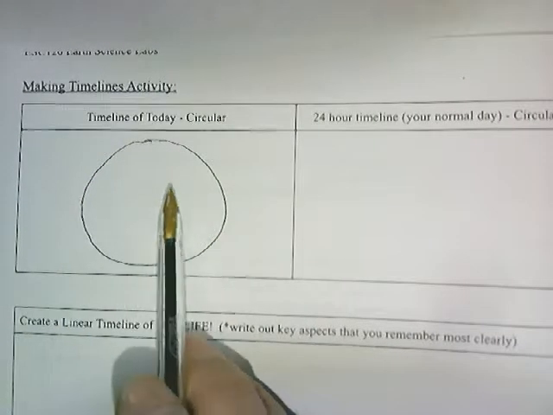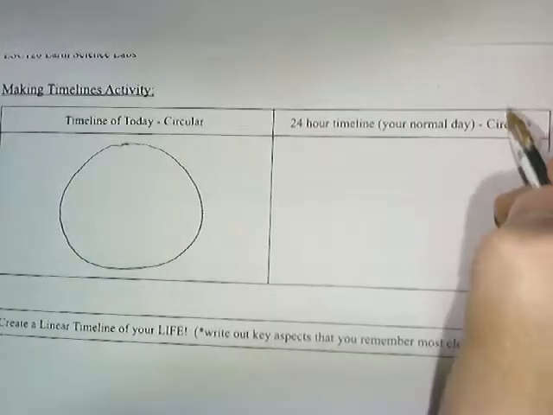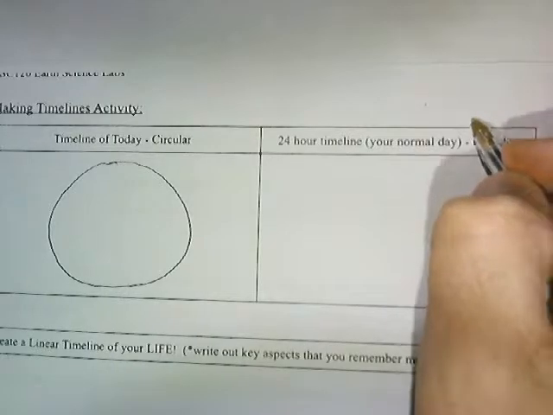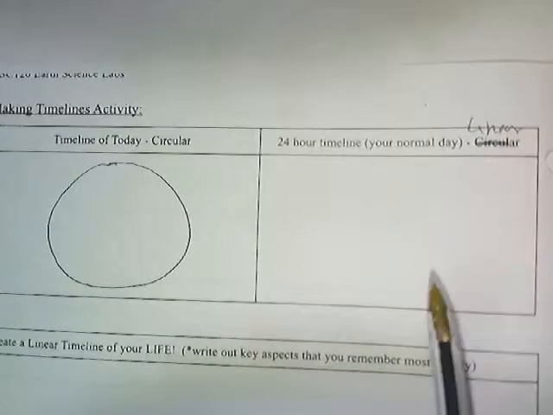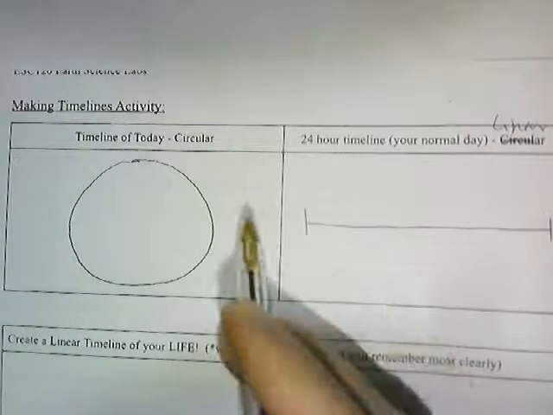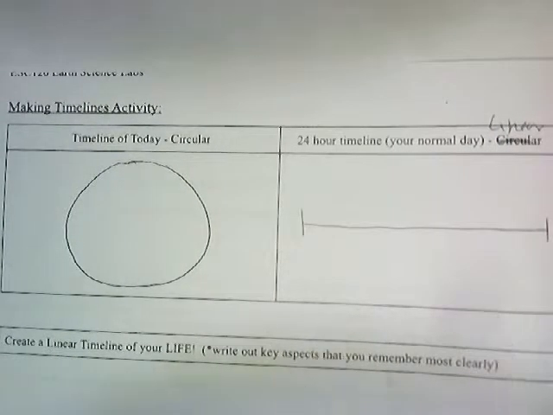The first one we're going to do is called a circular timeline. And this one here should say linear. I'm having you do a linear timeline. I don't know why I have circular here. My bad. This will be like this. This would essentially be the linear timeline if I were to cut this and make it longer. So I'll show you how to do it.